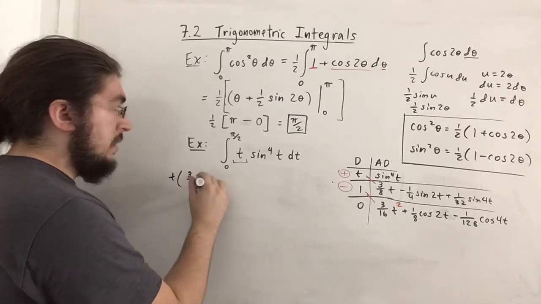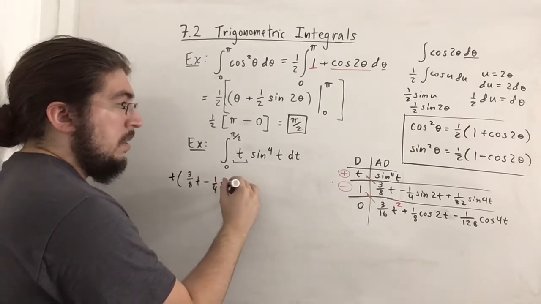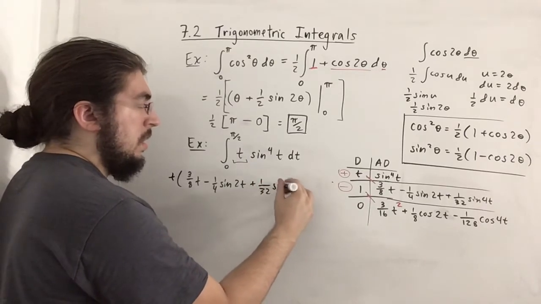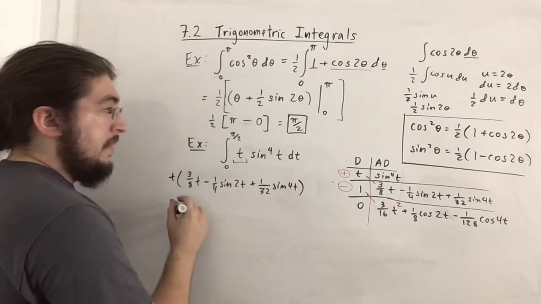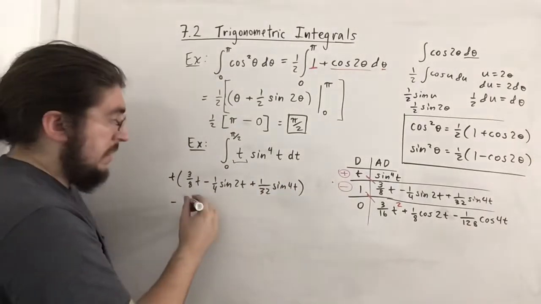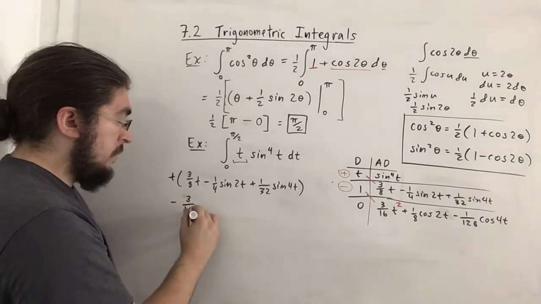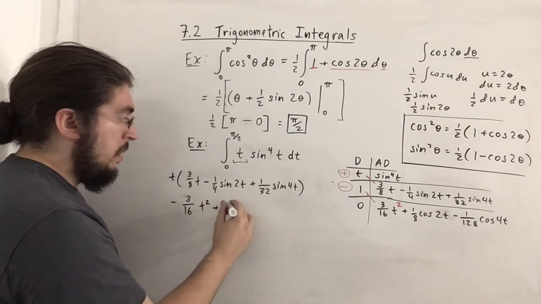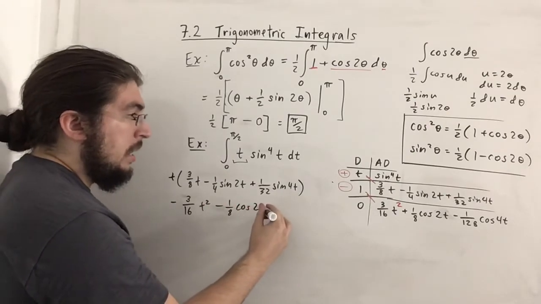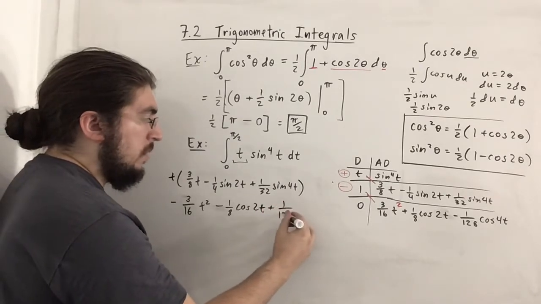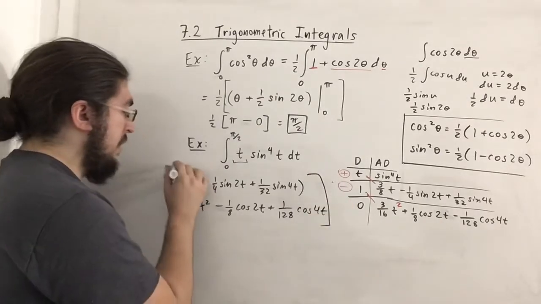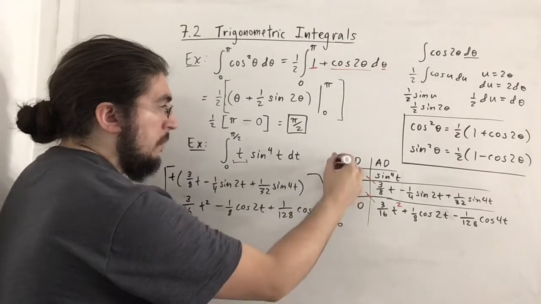So t times this thing like that, and then minus this expression here. So I'm going to actually distribute the negative and change the signs of each term accordingly. So it's going to be negative 3/16 t squared minus 1/8 cosine of 2t, and then finally plus 1/128 cosine of 4t, and now this whole thing evaluated between our limits, which are 0 and pi/2.